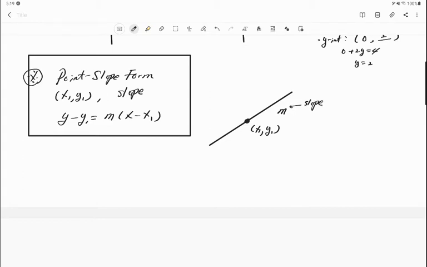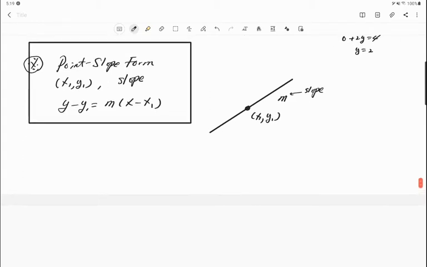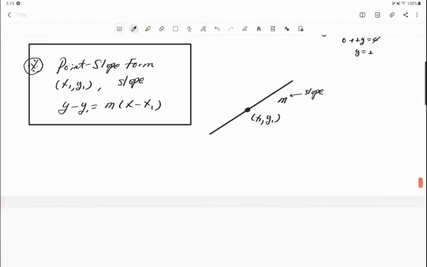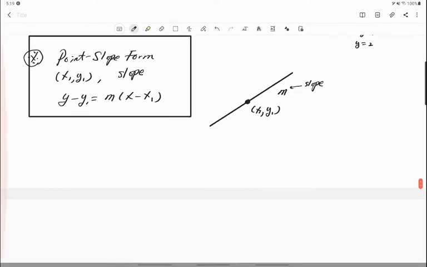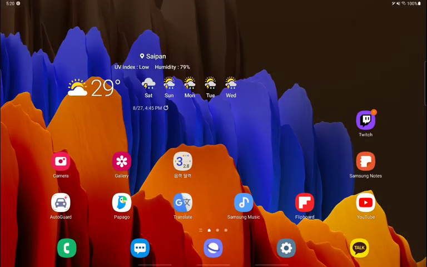Okay, then we can write an equation. That is very simple. Okay, y minus y1. Here it is y, and then minus y1.